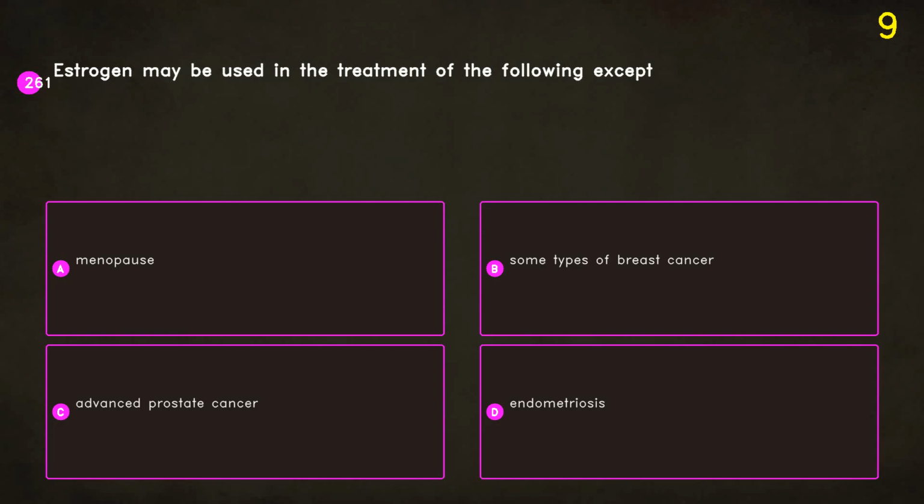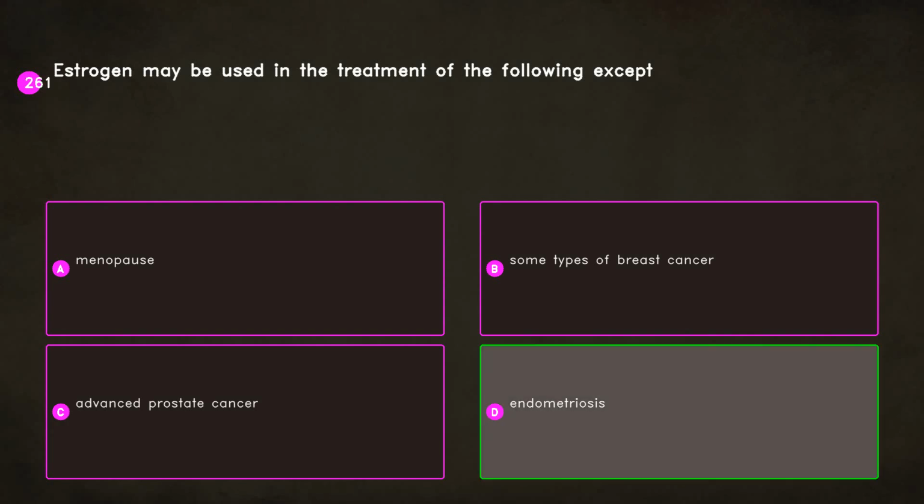Question 261. Estrogen may be used in the treatment of the following except A. Menopause, B. Some types of breast cancer, C. Advanced prostate cancer, D. Endometriosis. The correct answer is endometriosis.